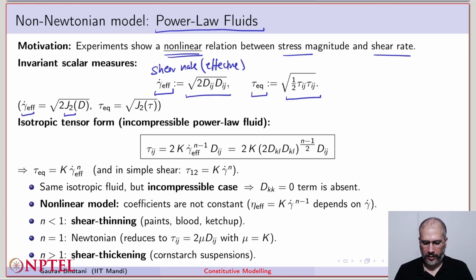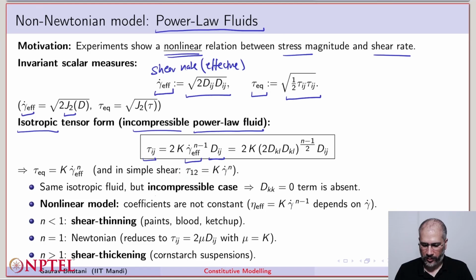So let's demonstrate the tensor form of an isotropic power law fluid, which is also incompressible. So tau_ij is twice of k, where k is some constant, times gamma dot effective to the power of n minus 1 times D_ij. Now when you write the definition of gamma dot effective, it becomes this form. Now, as discussed in the representation theorem, our tau is a function of D with the coefficient depending on the invariants of D. In this case, just one invariant of D.